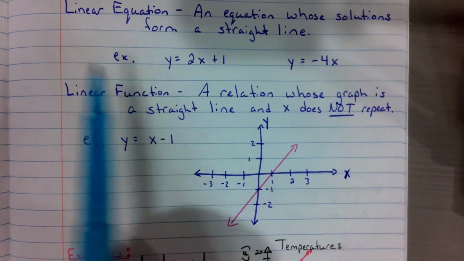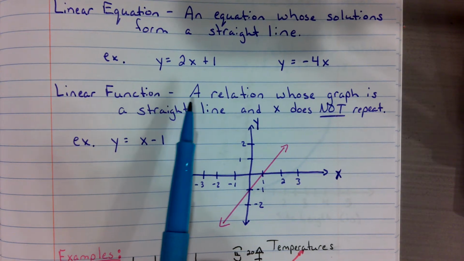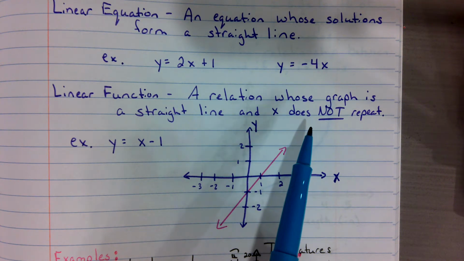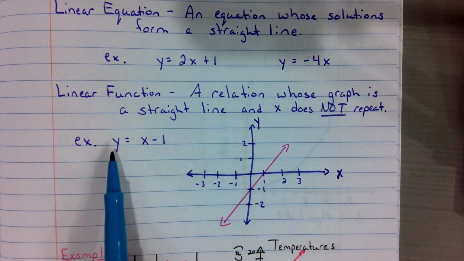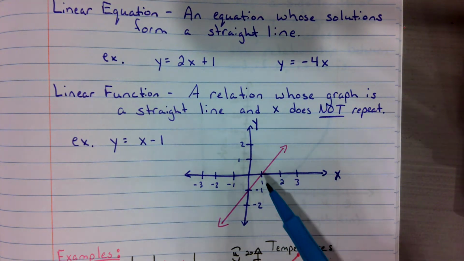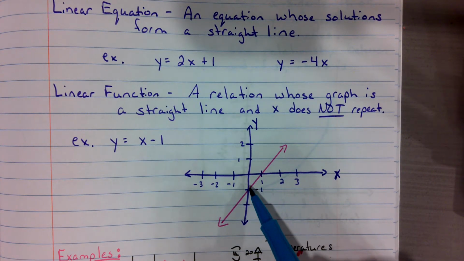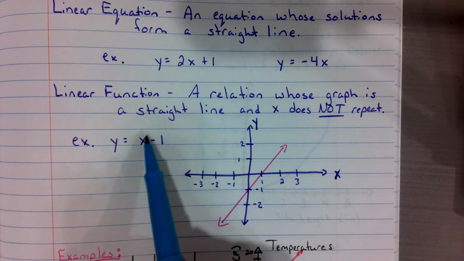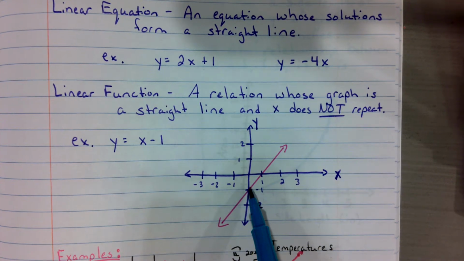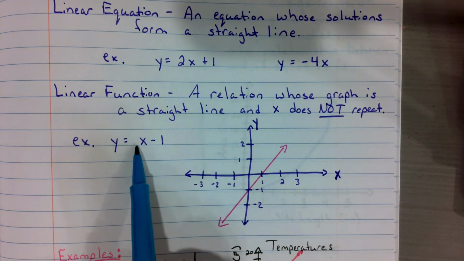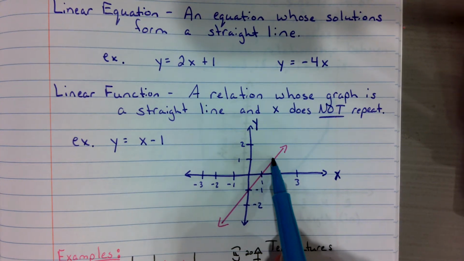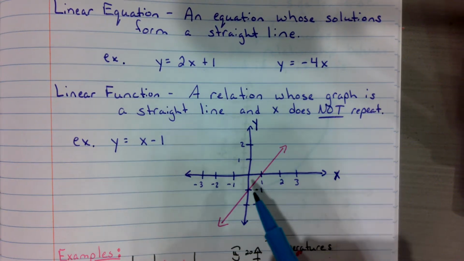The next thing we're going to look at here is a linear function. A linear function is a relation whose graph is a straight line and x does not repeat. So in this example here, I have y equals x minus 1, and here's my graph of y equals x minus 1. So that minus 1 tells me the line crosses the y-axis at negative 1, and then my slope here is 1, which is 1 over 1. I'm going to rise 1, run 1, rise 1, run 1, and that's how I form my line.